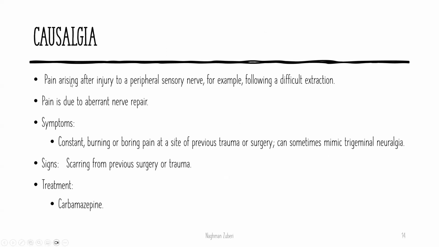Causalgia is the pain arising after injury to a peripheral sensory nerve, for example, following a difficult extraction. Pain is due to aberrant nerve repair, and symptoms would be constant burning or boring pain at a site of previous trauma or surgery. It can sometimes mimic trigeminal neuralgia. Signs would be scarring from previous surgery or trauma. And treatment is carbamazepine, the same medicine which we use for trigeminal neuralgia or glossopharyngeal neuralgia.